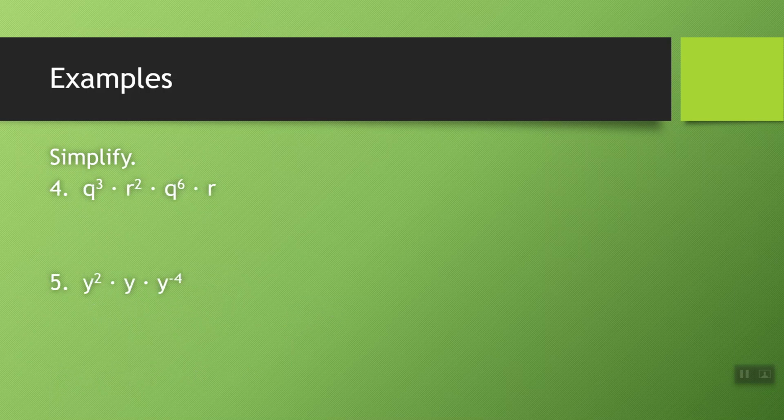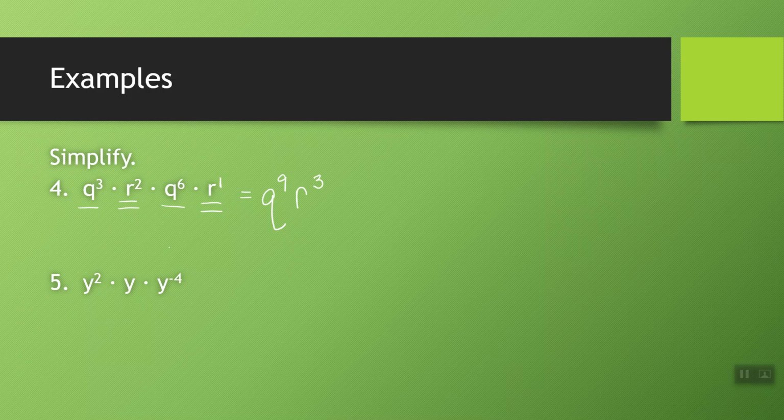Let's incorporate some variables. q to the 3rd times r squared times q to the 6th times r. So we have the two q's that we need to combine. So that's q to the 9th. And then we have the r's that we're also going to combine. Remember that when a variable or number is written without an exponent, it's an implied 1. So we're adding 2 plus 1 and we're getting r cubed. q to the 9th, r cubed.